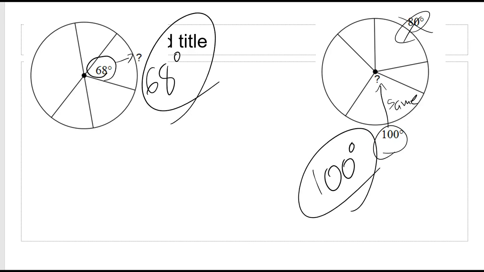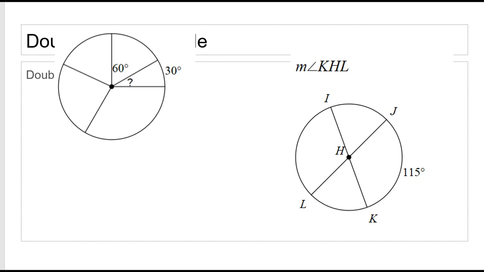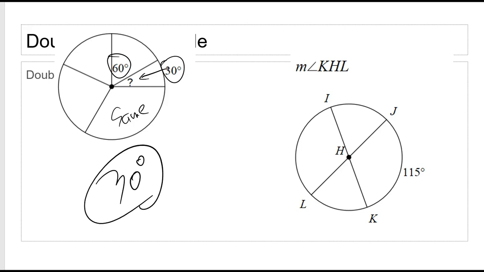Pretty simple. Alright, so the problem up here on the top right, we have 60 degrees right here and 30 degrees. They just simply want to know this one. So to go from 30 to the question mark, remember it's the same. So that means it's simply just 30 degrees. Pretty simple to start off.